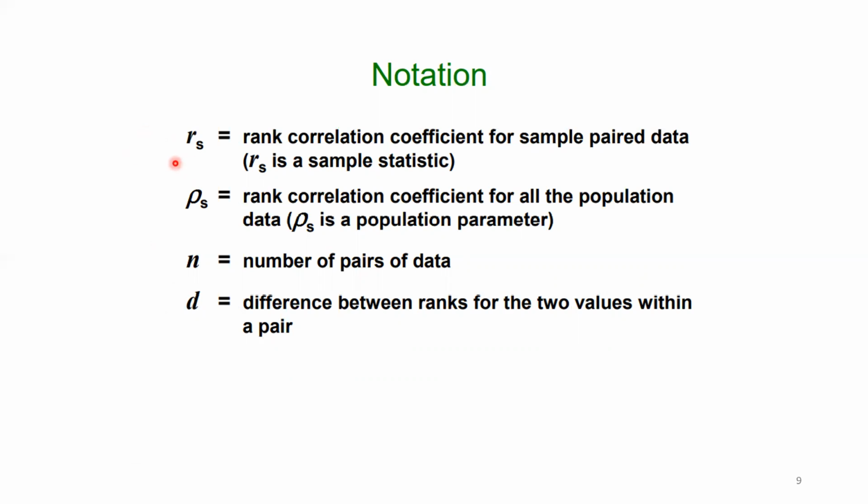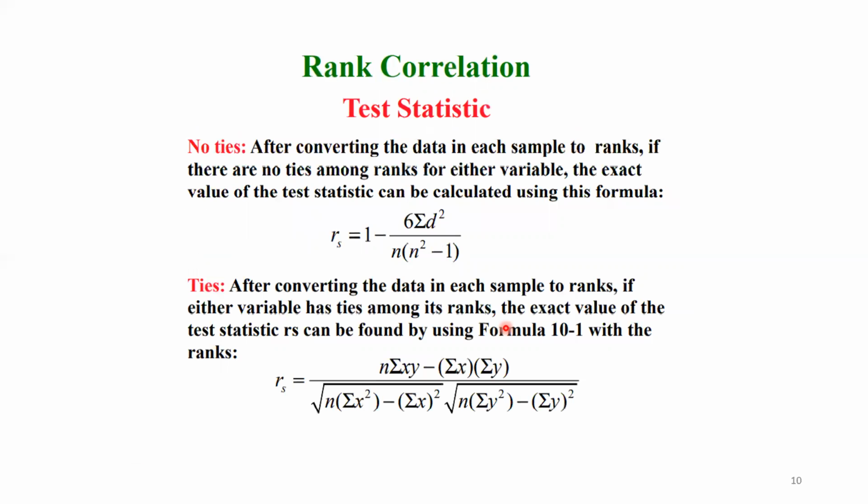Okay, then the notations. r is the rank correlation coefficient for sample pairs of data. Rho is the rank correlation coefficient for all the population data. n is the number of pairs of data. d is the difference between ranks for the two values within a pair. Yes, these are the things.